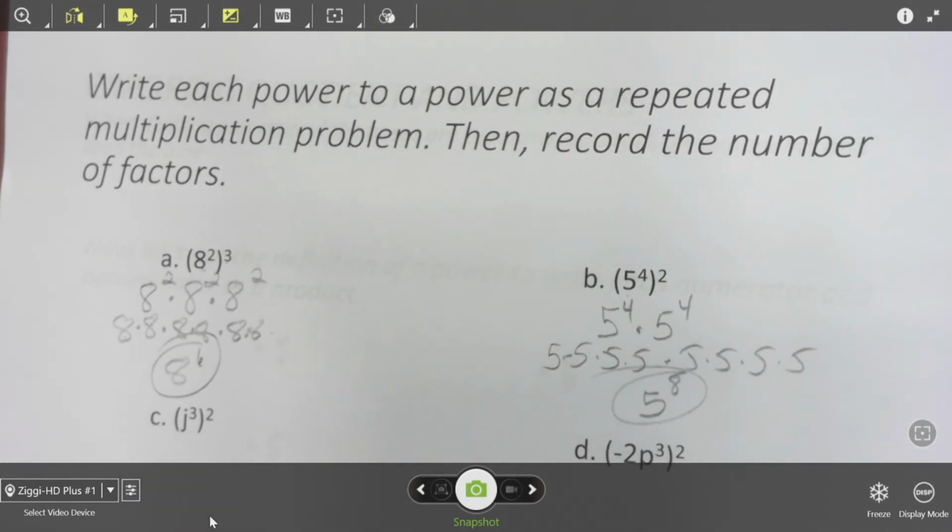j to the 3rd is being raised 2 times. j to the 3rd times j to the 3rd is j times j times j times j times j times j. You're working with me, right? Okay. So we have j to the 6th power. Now I'm going to let you do that one on your own.